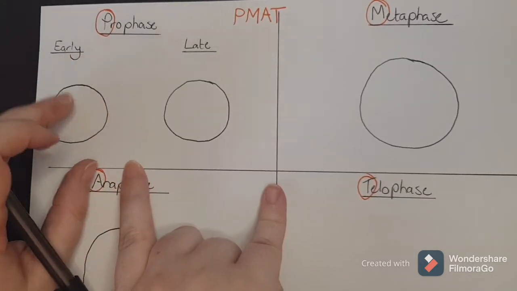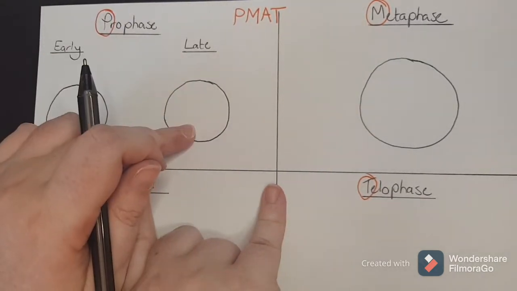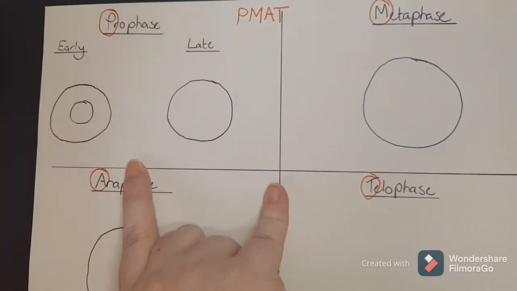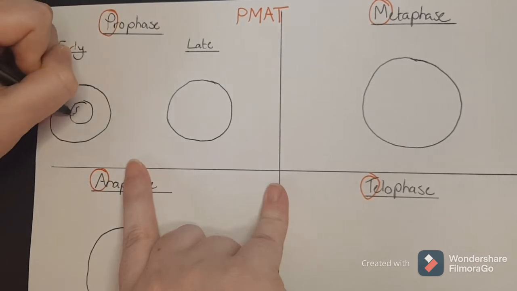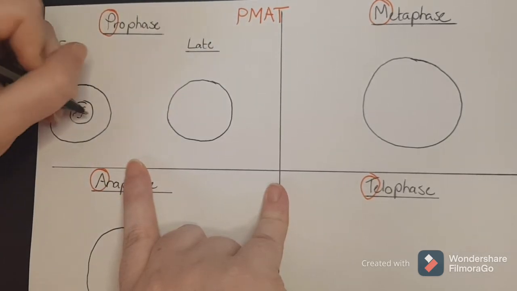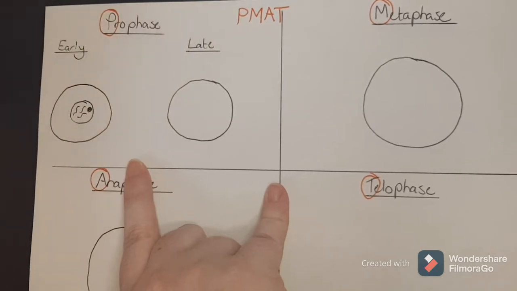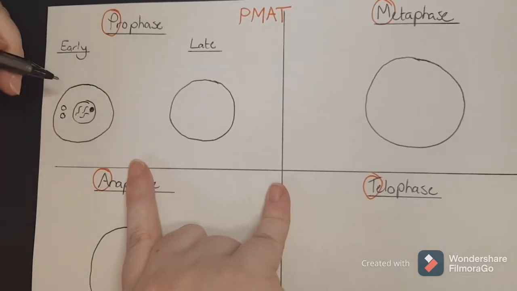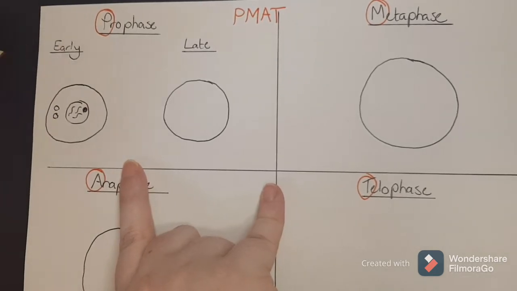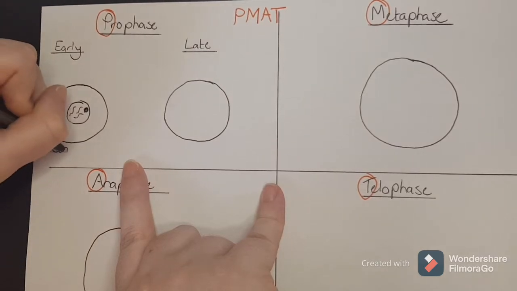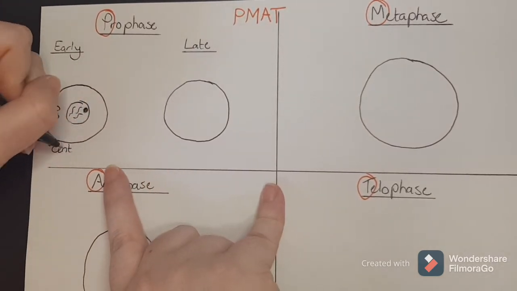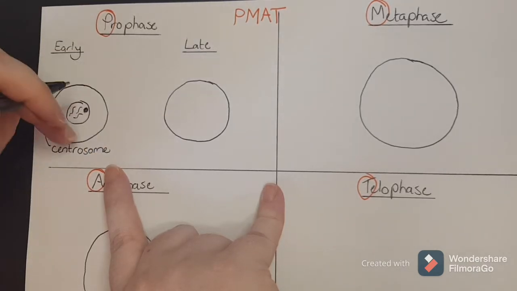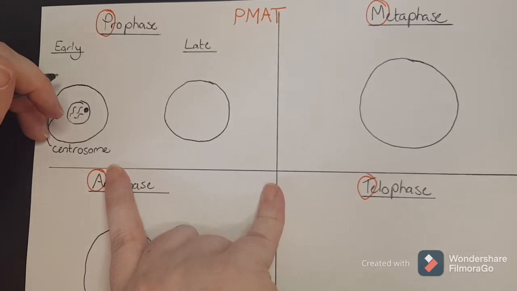Prophase is divided into early prophase and late prophase. So in early prophase, we see our nucleus, and in our nucleus, we start to see our chromosomes starting to coil up. The nucleolus is still there. And on the side, we have 2 centrosomes. So now a centrosome is a pair of centrioles each. So each centrosome is 1 pair of centrioles that's been replicated.